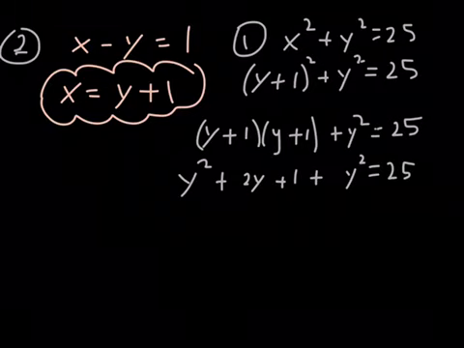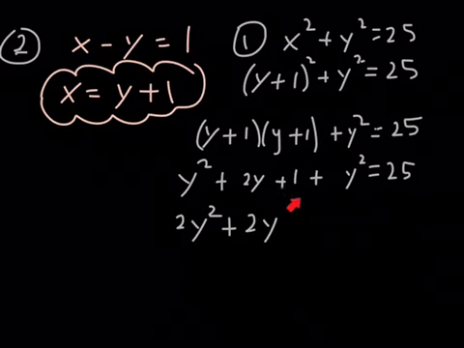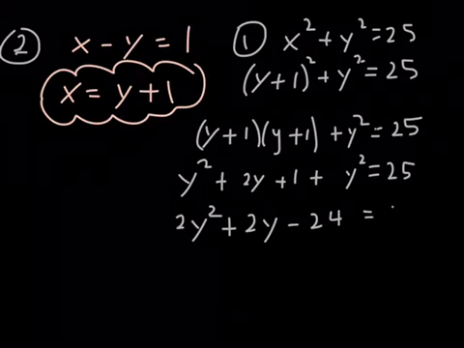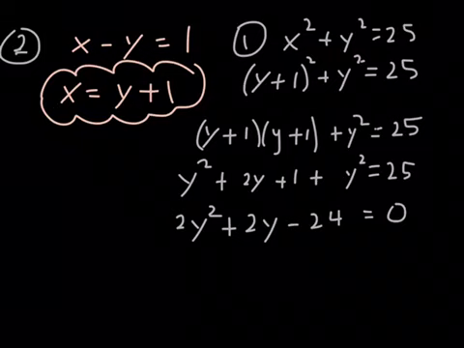Now we have 2y squared plus 2y. What I'm going to do is I'm going to subtract 25 from both sides. So when I subtract 25 from 1, I get negative 24 is equal to 0. Whenever I have just one variable in an equation and it's being squared, most of the time I set it equal to 0. The next thing I'm going to do is maybe divide everybody by 2.